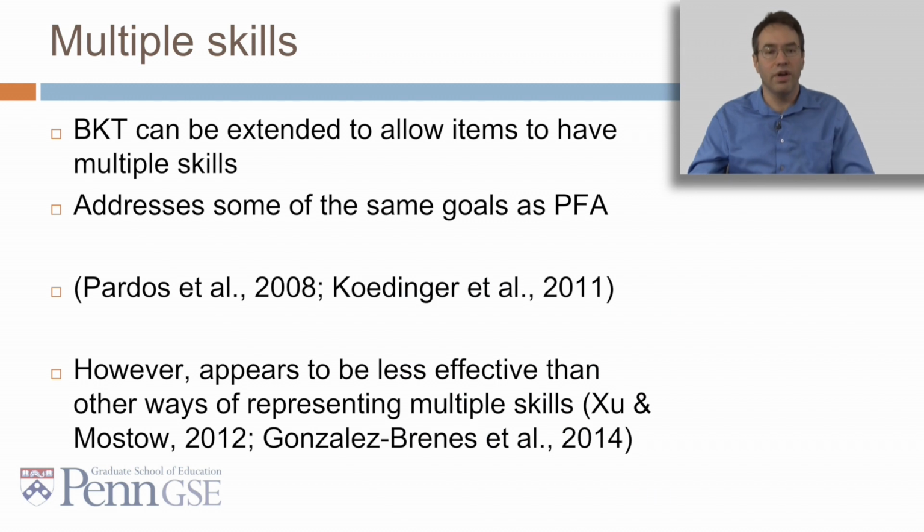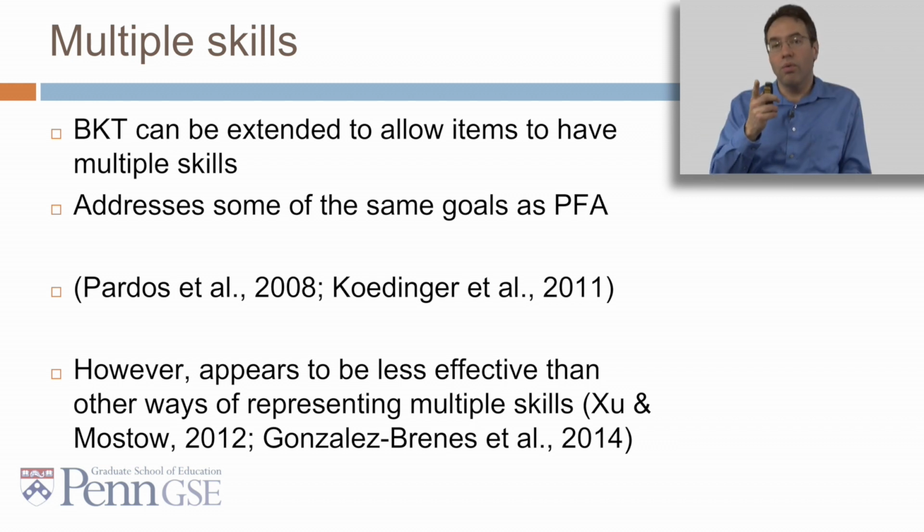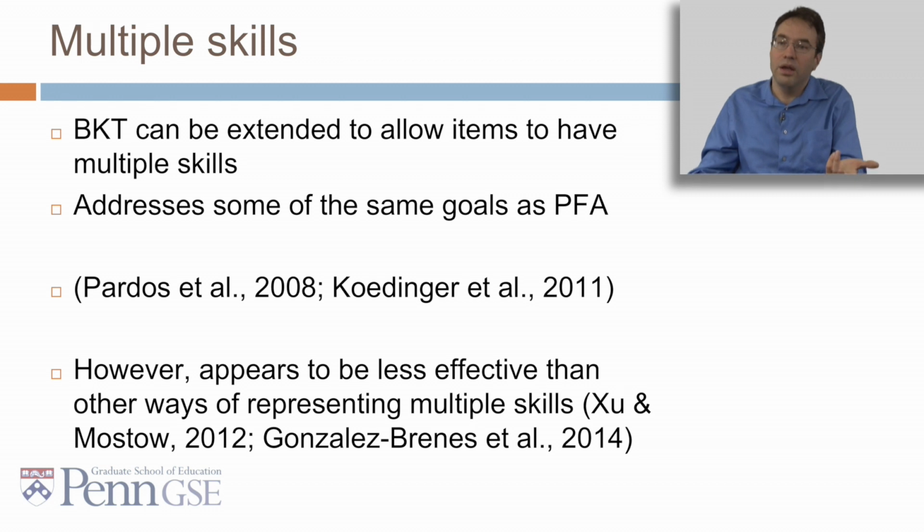One variant is modifying BKT so it can allow items to have multiple skills rather than solely one skill per item. So one variant of BKT that people have studied is extending it to allow items to have multiple skills. This addresses some of the same goals as PFA. The idea being, we kind of know that it's unlikely for an item to really involve only one cognitive skill unless you've designed the environment very specifically for that. However, it turns out that simply extending BKT to allow items to have multiple skills is less effective than other ways of representing multiple skills.